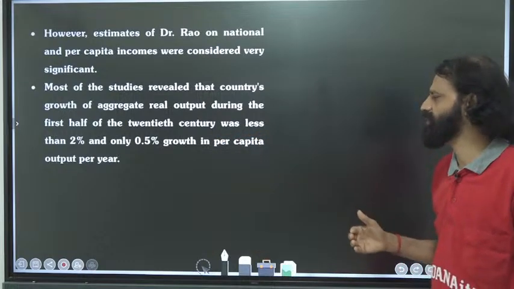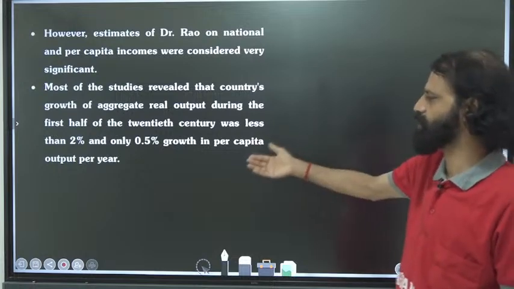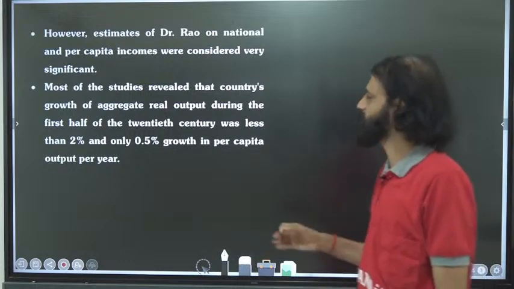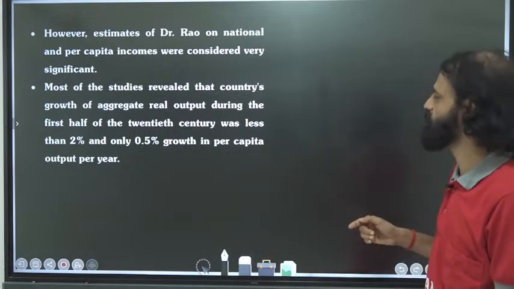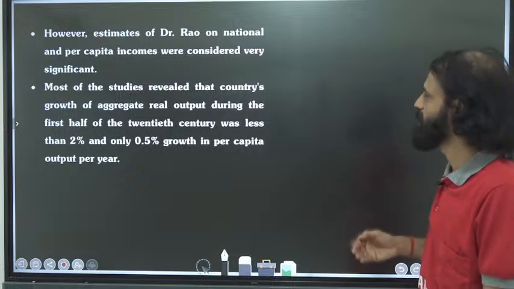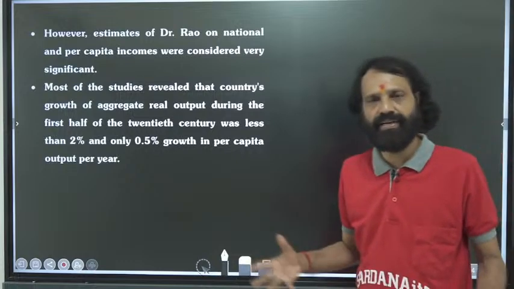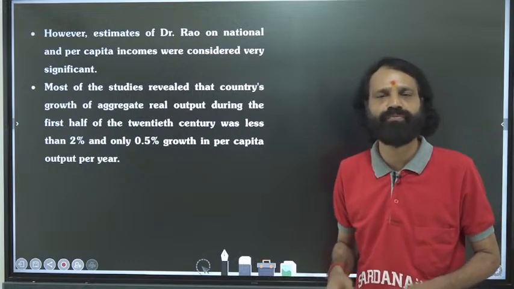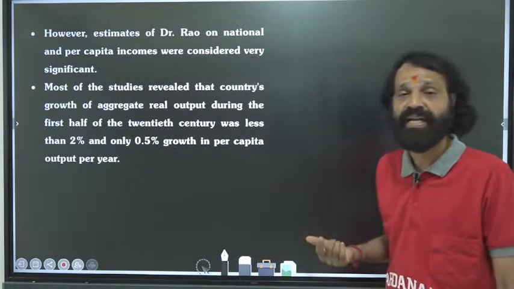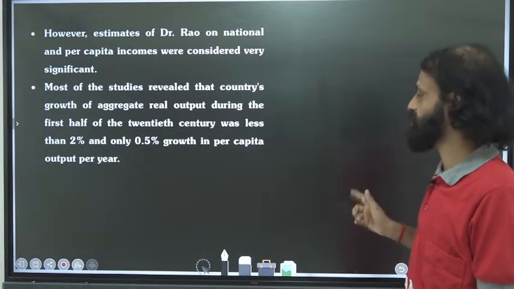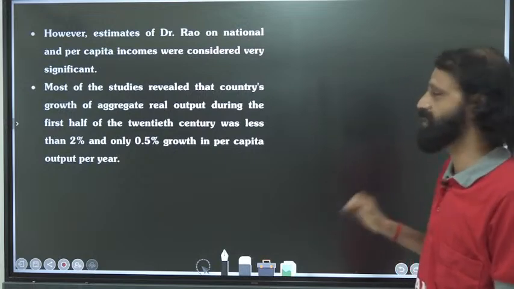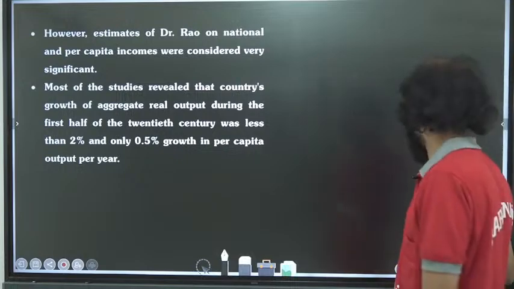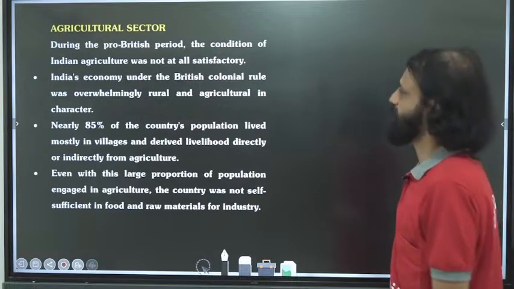We got only 0.5% growth in per capita output per year at that time. The per capita income and the national income were very low. So that is evidence that Britishers completely destroyed the Indian economy for the benefit of their own economy. That means Britain's development was their ultimate aim, and you will study in this lesson how they destroyed the Indian economy.